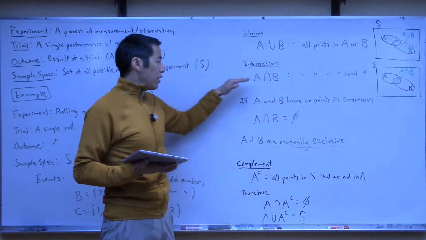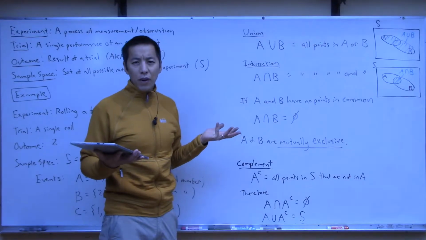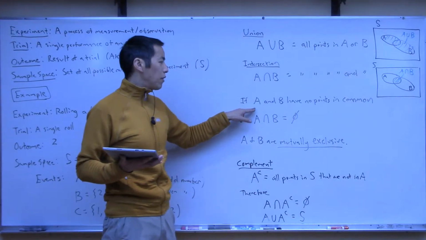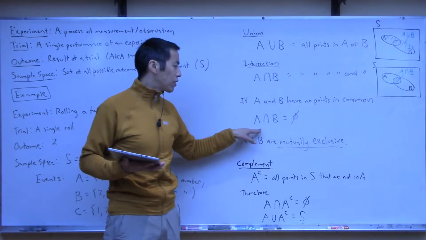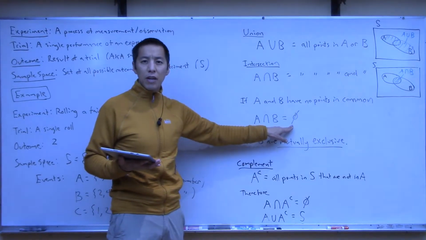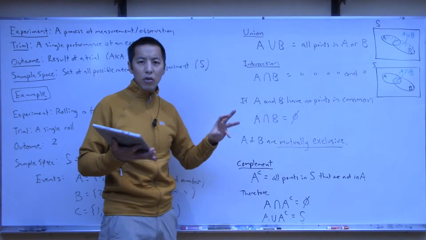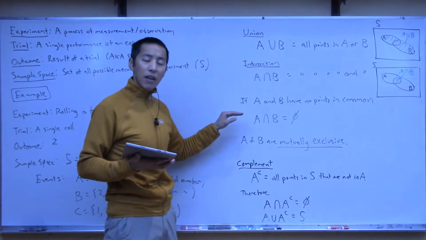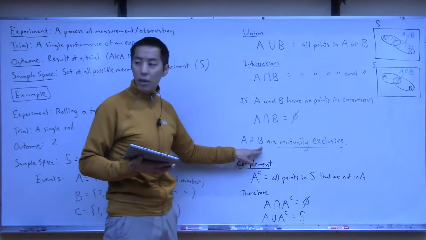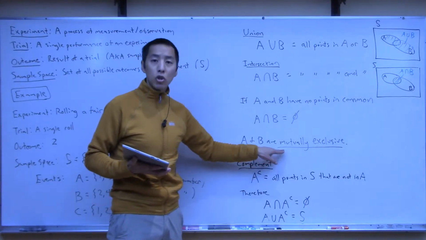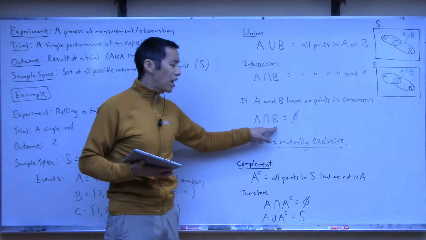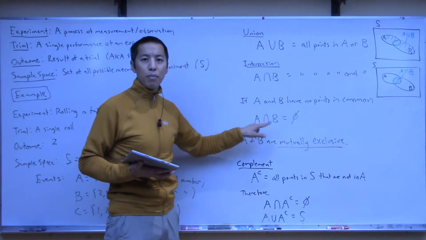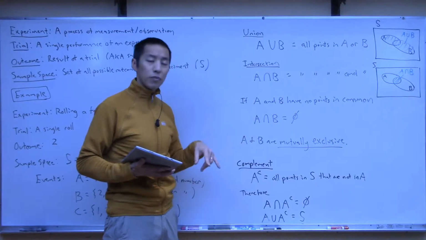Now, this intersection is interesting because it allows us to define some other concepts. What happens if A and B don't have any points in common? Then the intersection is the empty set, since there are no points in either one of those two sets. If that's the case, these events A and B are referred to as mutually exclusive, meaning if something occurred in A, it cannot happen in B. So if A occurred, B cannot occur, and vice versa.